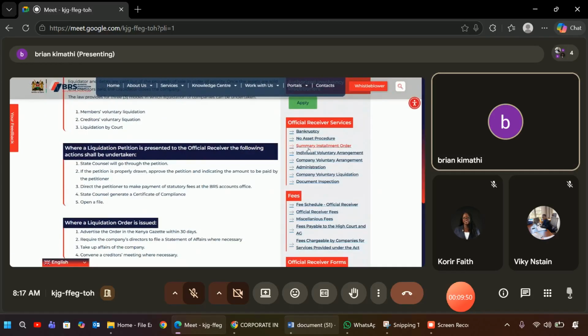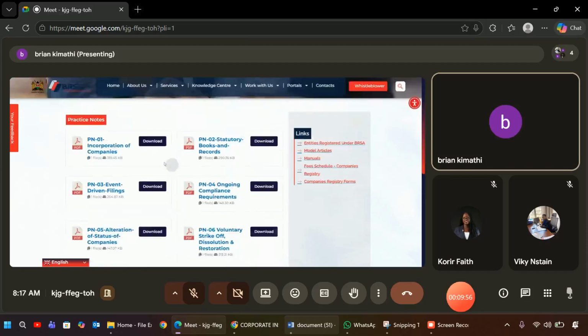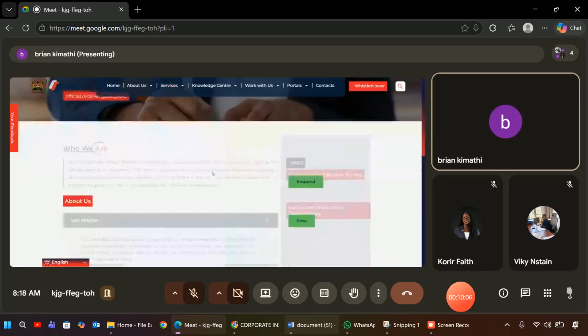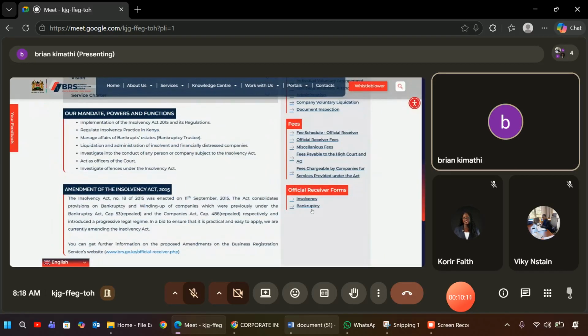Actually, everything I've seen on BRS is particularly important, because there's a lot under this. Then I would like to go to the forms. So when you come here, you come to services. These are the 4 registries we are talking about.